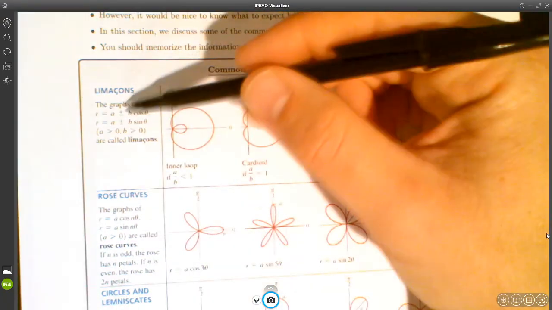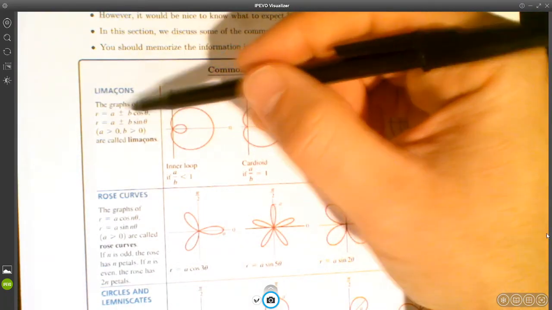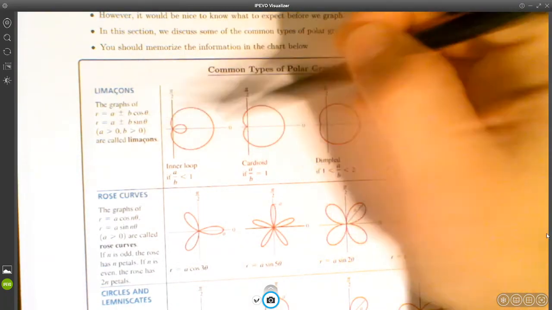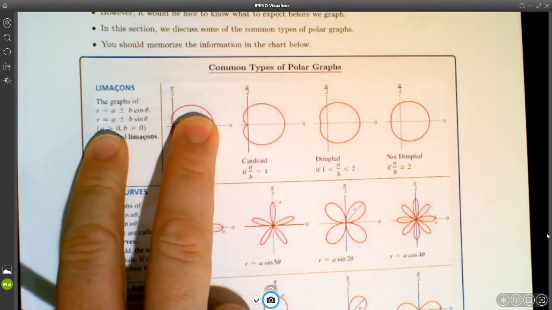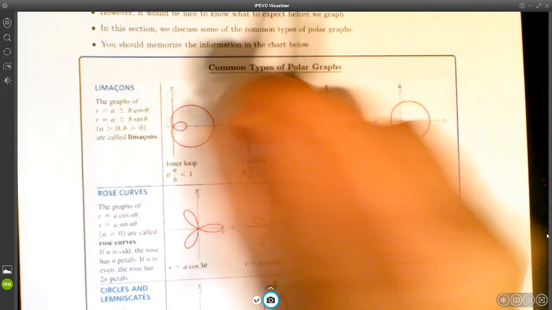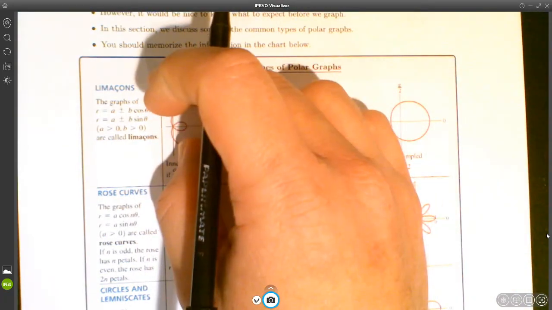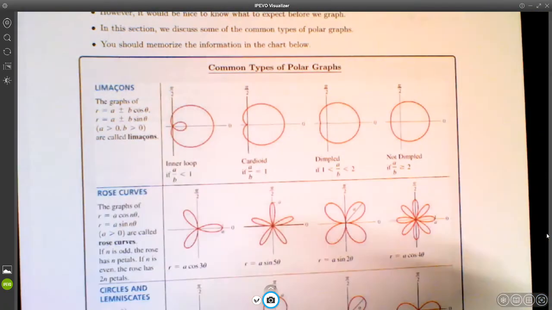In fact, this is what happens when you have a plus b cosine theta. If you had a minus b cosine theta, then this whole thing would be flipped over, the other direction. And again, for sine, they would be rotated 90 degrees if it was a plus b sine theta. If it was a minus b sine theta, it would be rotated 90 degrees in the other direction.